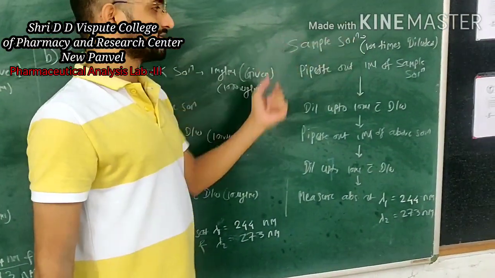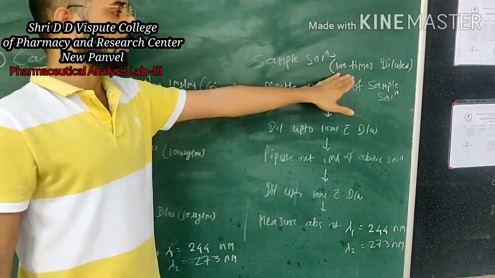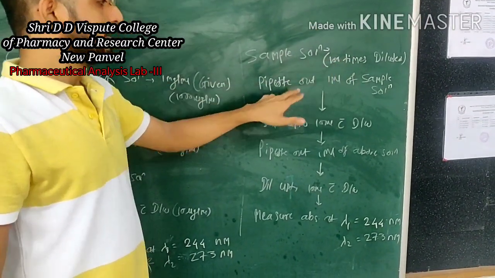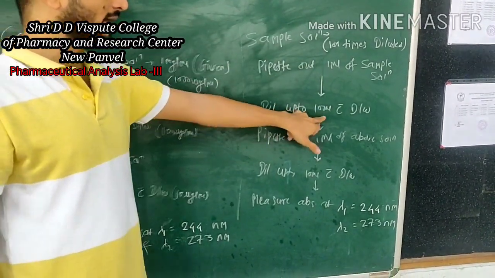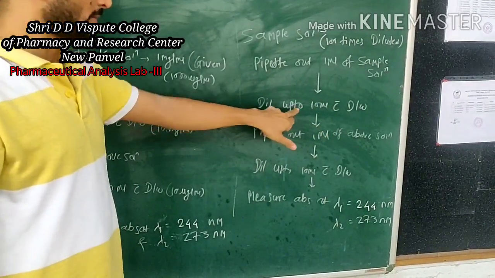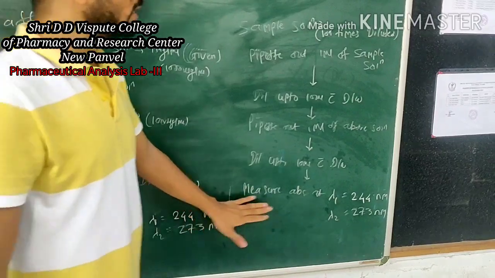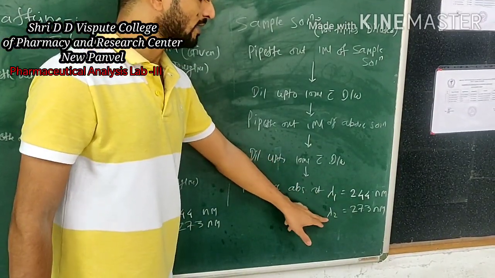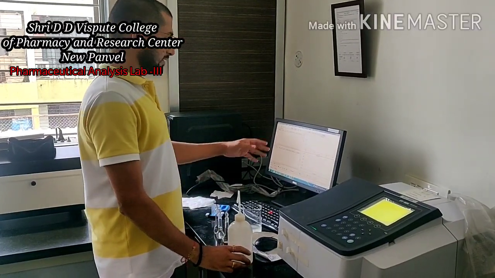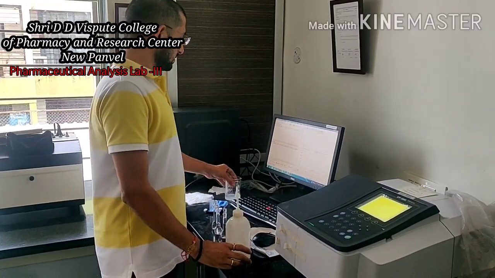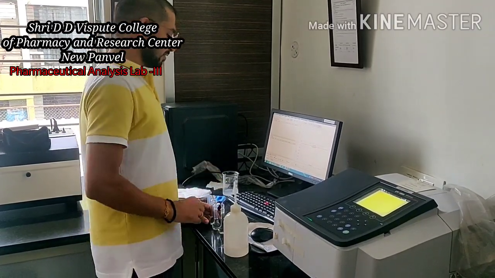Next, preparation of the sample solution. The sample solution is already given to you. Dilute this sample solution 100 times. Pipette out 1 ml from this diluted solution, dilute up to 10 ml with distilled water. Again pipette out 1 ml from this solution, dilute up to 10 ml with distilled water, and measure the absorbance at 244 nanometer and 273 nanometer. We have already set the wavelengths: 244 nanometer is lambda 1 and 273 nanometer is lambda 2.